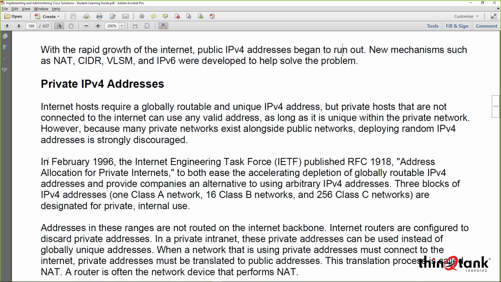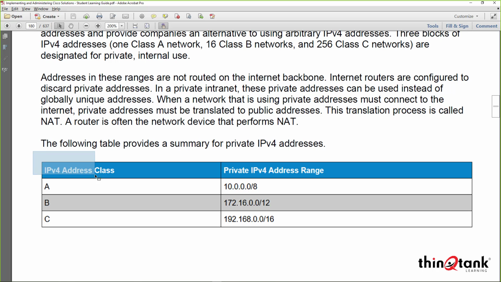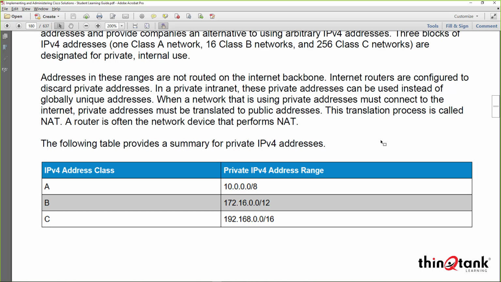All right? So in February of 1996, the IETF published RFC 1918, Address Allocation for Private Internets. And again, the whole concept here was, hey, let's set up these blocks of addresses that anybody can use any way they want. They can subnet them, they can apply addresses in different ways. But the only restriction is that these blocks of addresses will not be routable on the internet. They're routable internally, but they're not routable on the internet.